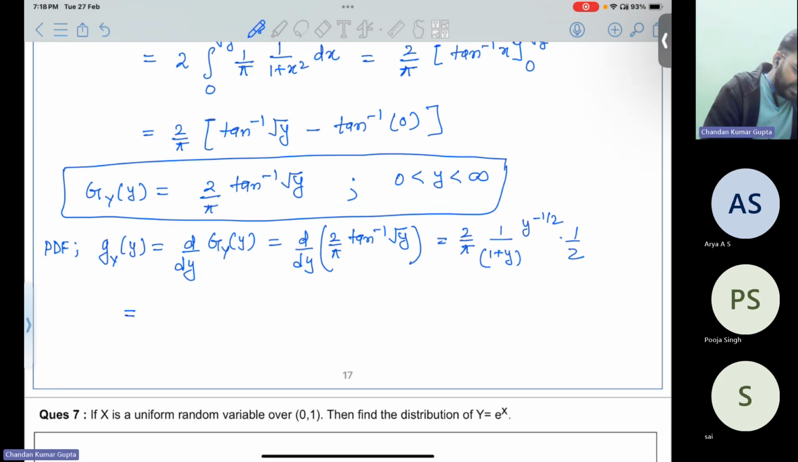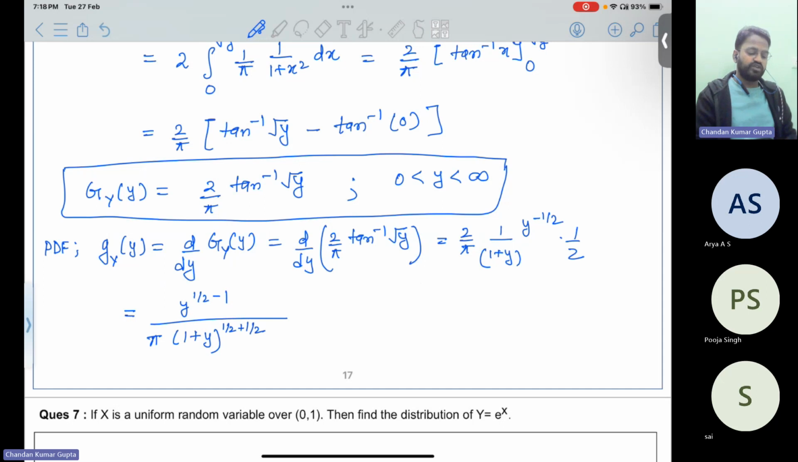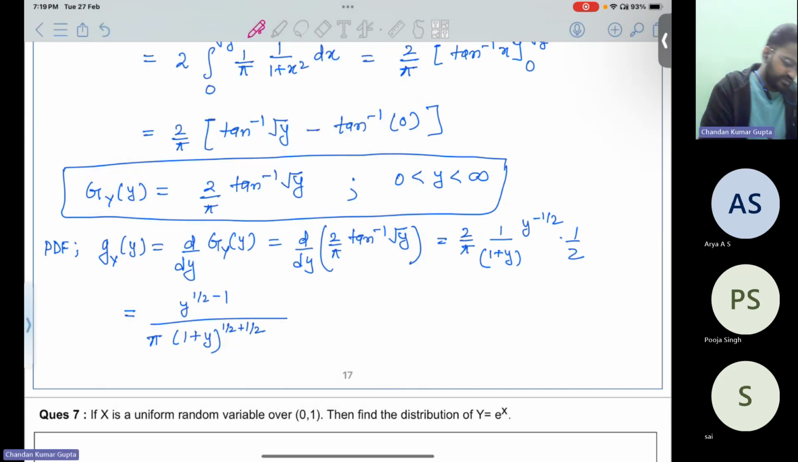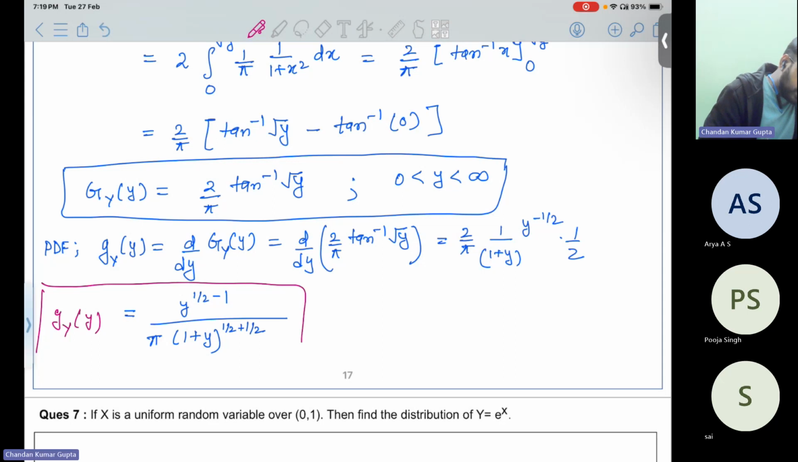Okay, then it can be written in compact form. We can write 1 upon pi, y to the power minus 1 by 2, and 1 plus y to the power 1 by 2 plus 1 by 2, because it is 1 plus y only in the denominator term. This is our PDF with the same range.